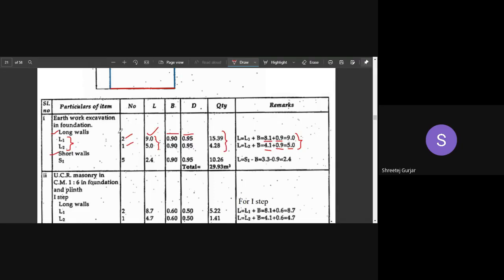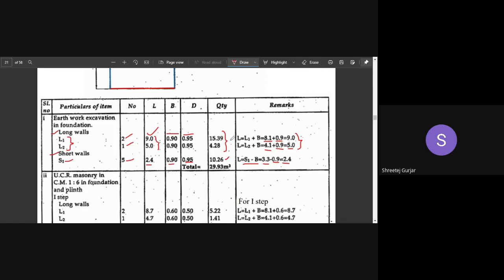So, moving on to short walls. Short walls are only one type, that is S1, and they are 5 in number. For the length calculation of the short wall, we have to reduce our width. So in a long wall we add width, in a short wall we reduce width. From 3.3, which is the center to center length of the short wall, we reduce 0.9. So you get 2.4 meters. That is what is written over here, 2.4, and the width is the same, that is 0.9, and the depth is also the same. So you get your quantity of excavation for the short wall.